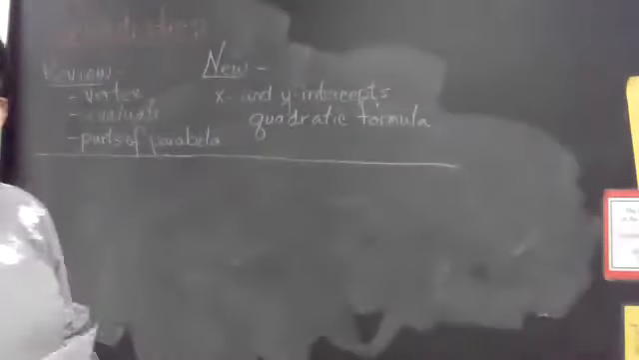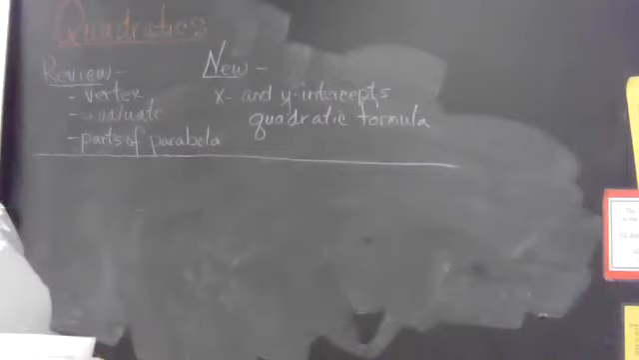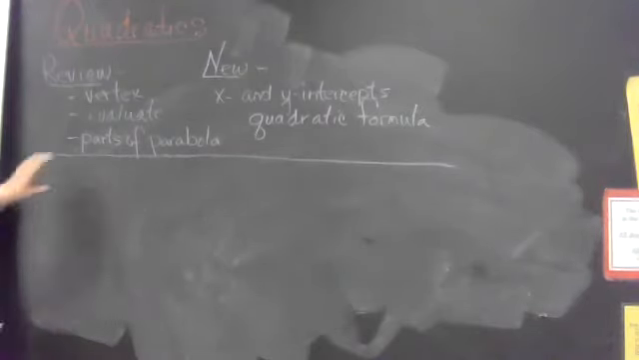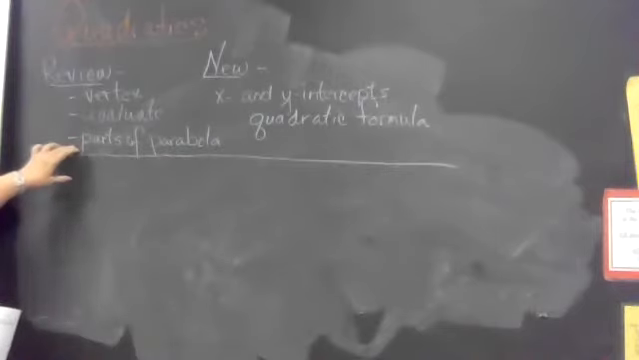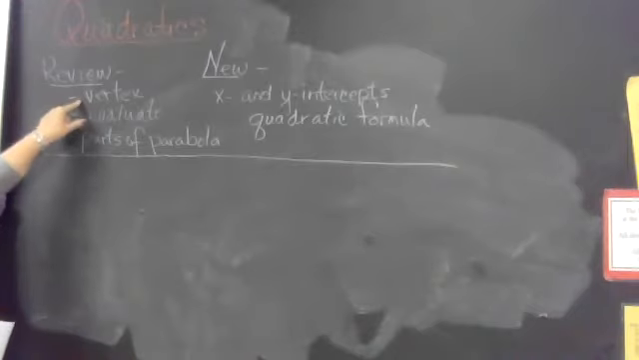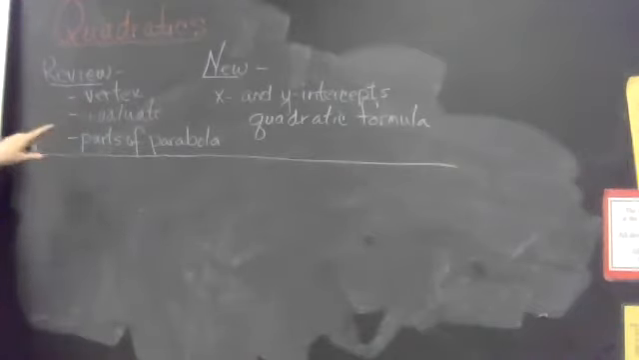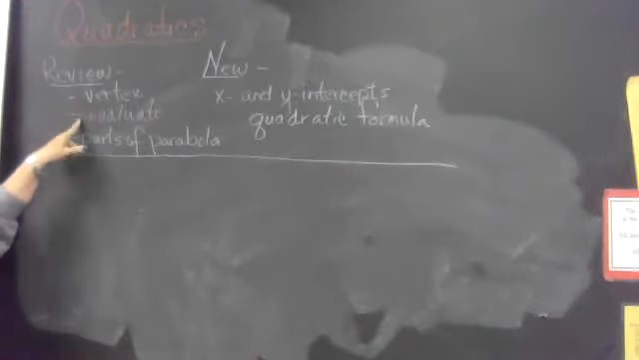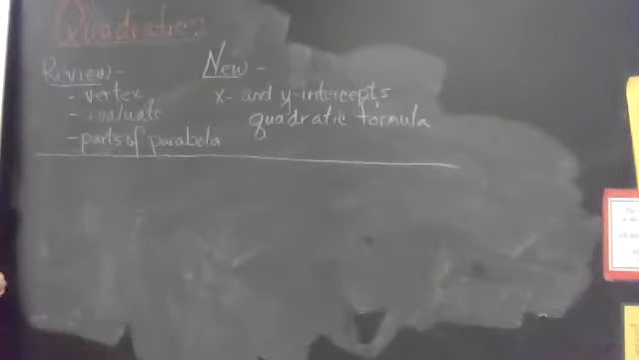Okay, today we're going to review some of the stuff we went over yesterday on quadratics. We're going to review the parts of a parabola, how to find the vertex from an equation. And then I gave you a paper yesterday about evaluating a quadratic given some kind of value, okay? They'll give you something to plug in for x. So let's start with the parts of a parabola.